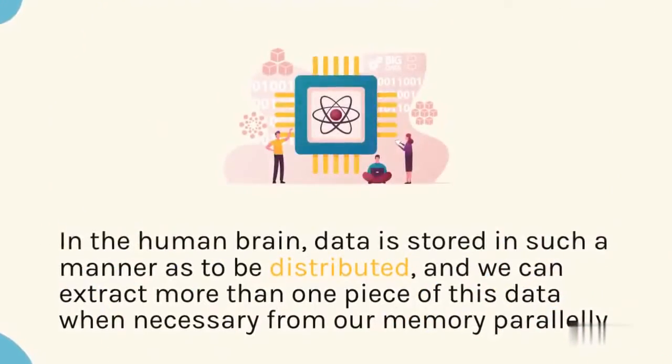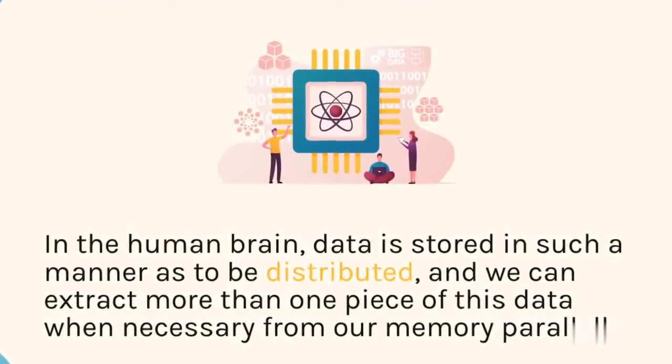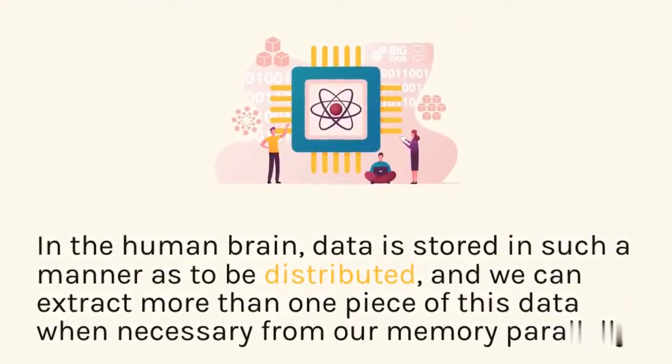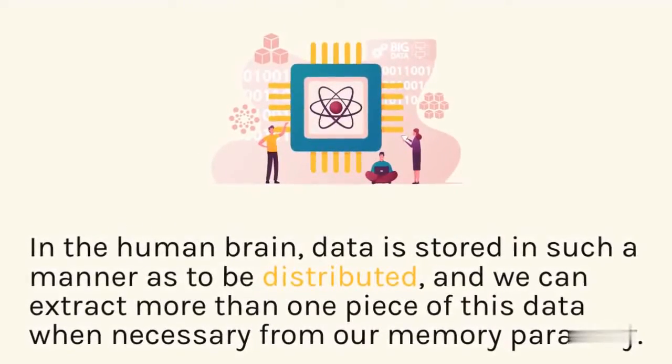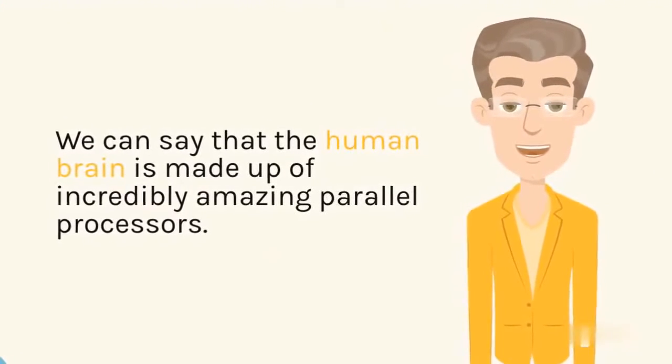In the human brain, data is stored in such a manner as to be distributed, and we can extract more than one piece of this data when necessary from our memory parallelly. We can say that the human brain is made up of incredibly amazing parallel processors.